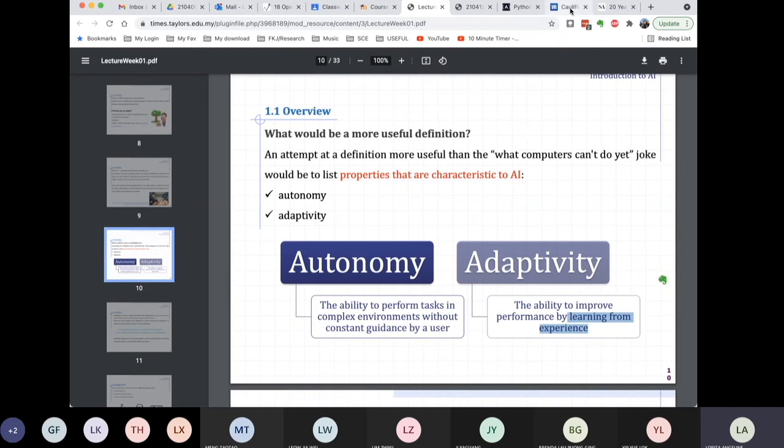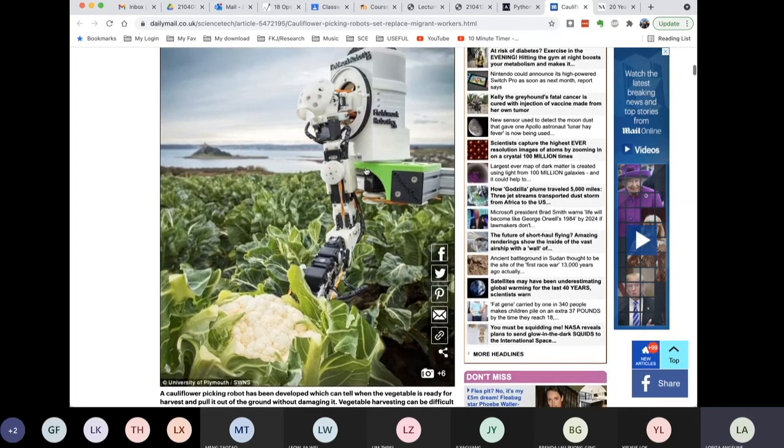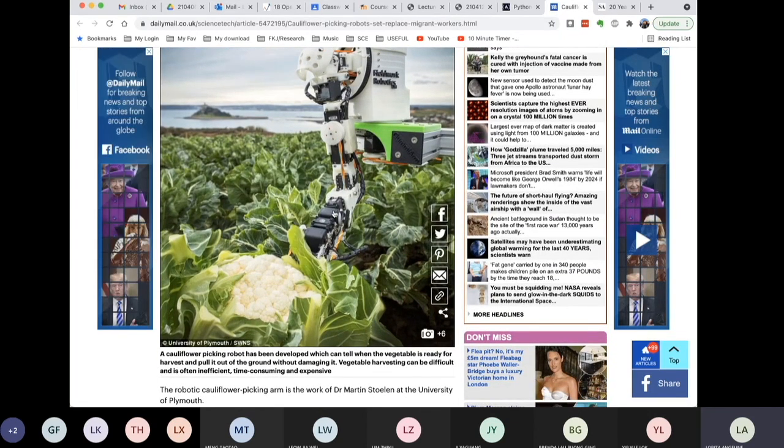So if you look back at the cauliflower picking robot, it has autonomy. It can perform in a complex environment, and it can also learn from experience. I believe this won't be the first cauliflower that this robot picks up, so maybe it has damaged a lot of others before finally coming to the one it can pick up with suitable force without damaging it. So this robot needs to be able to learn from experience, and it should be able to perform without constant guidance. Everything has been programmed and it can learn from experience. So we can define it as AI.